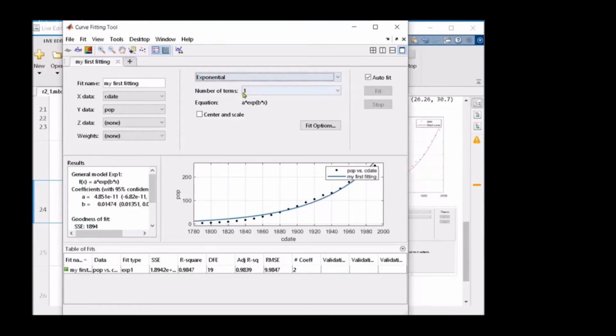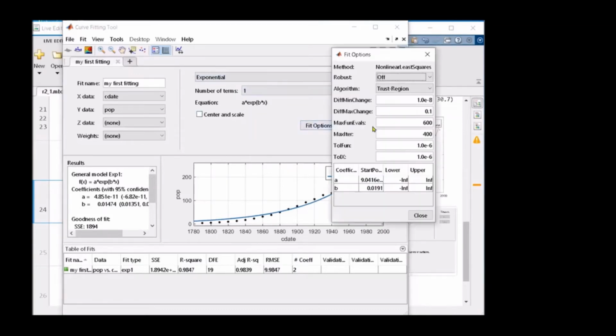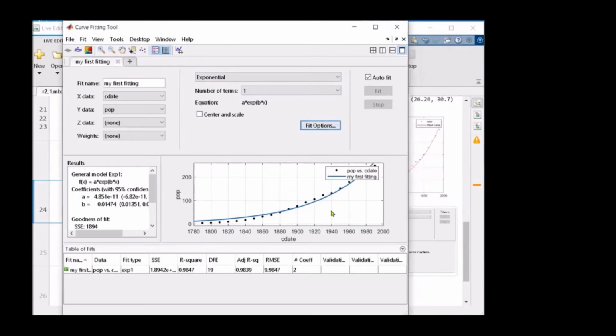Let's take the exponential. And here, this is the number of terms, the order of this structure. We can see in detail the fit options of this fitting, and also the result of our fitting as a graph. What is interesting, we can use this fitting graphical user interface as an example of building the command inside Matlab.